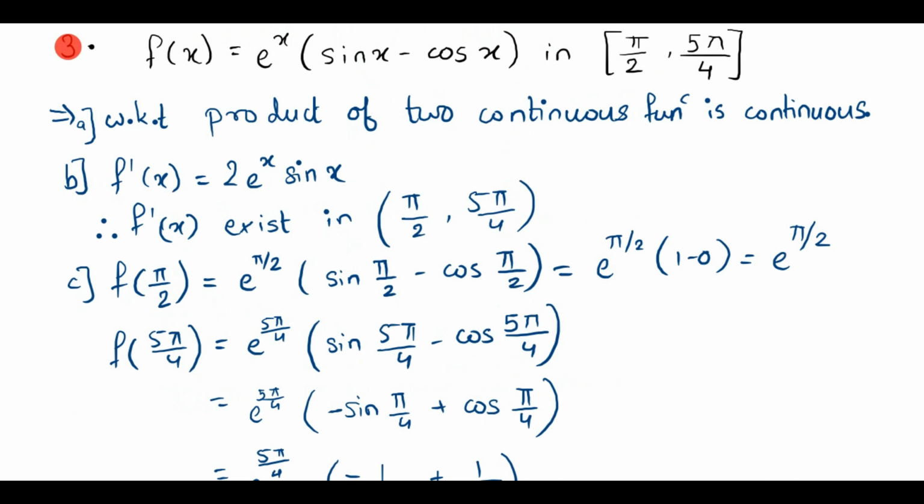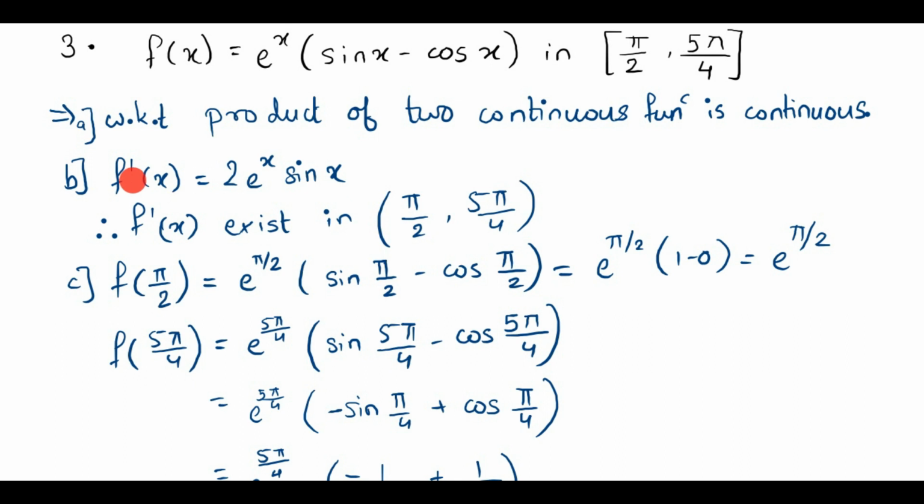We are going to see one more question, which is f of x is equal to e to the power x into sin x minus cos x in the interval pi by 2 to 5 pi by 4. Here the given function is in the format of e to the power x, sin x and cos x, and all of these are continuous functions. Therefore the product of any two continuous functions is always a continuous function, so the first condition is satisfied.